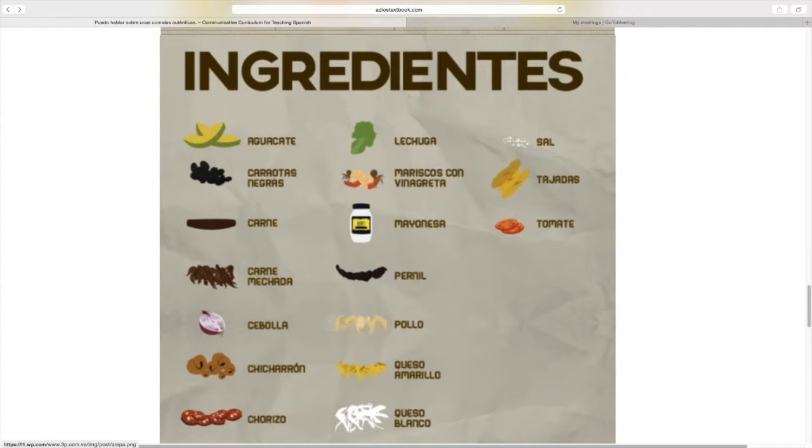A lot of these are cognates, so students are going to be able to pick out and figure out what things are. Other ones like cebolla is really great because it's obvious. The picture is right there and it really shows you what it is.